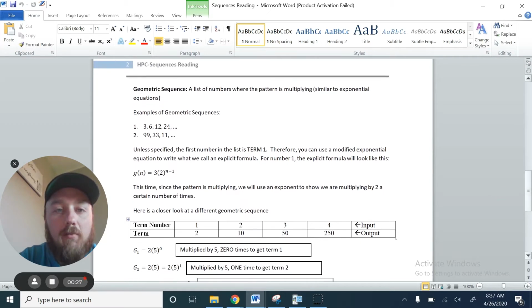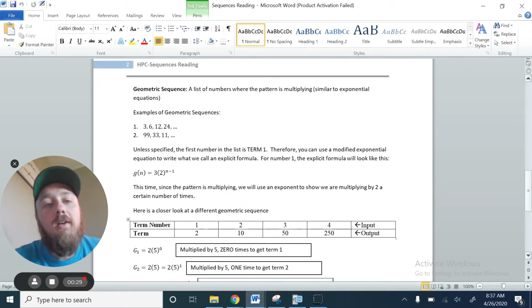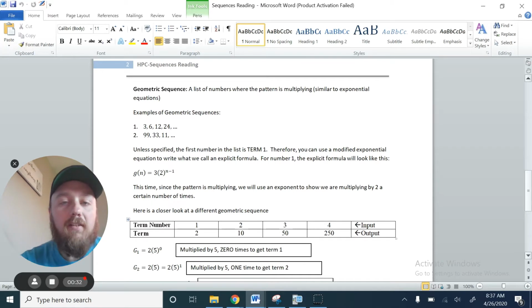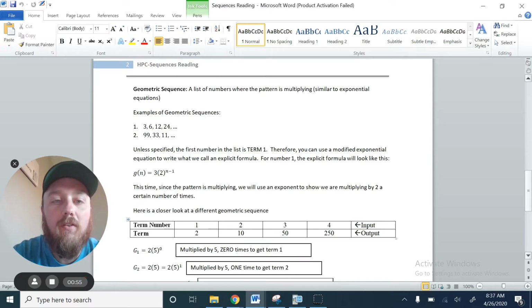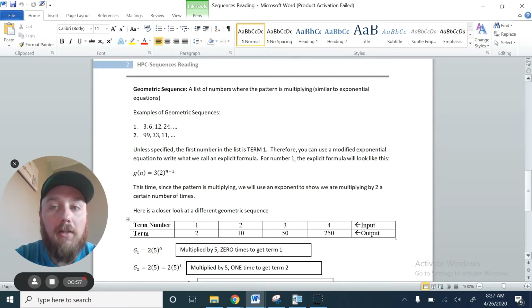Pretty basic. What we're talking about is a list of numbers. But in this case, the pattern of these numbers is that something is being multiplied every time. So it's similar to exponential equations because exponential growth and decay uses that type of formula. So we're not adding every time. That's an arithmetic sequence. Instead, we are multiplying. So look at example 1. We have 3, 6, 12, 24. If you look at the pattern, we are doubling every time. We are multiplying by 2.